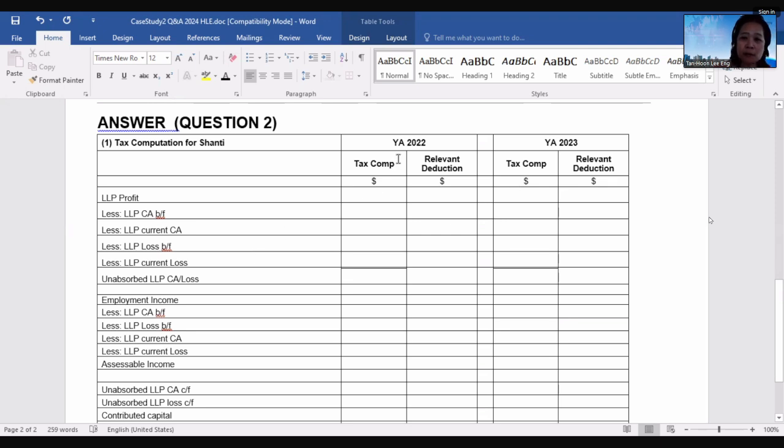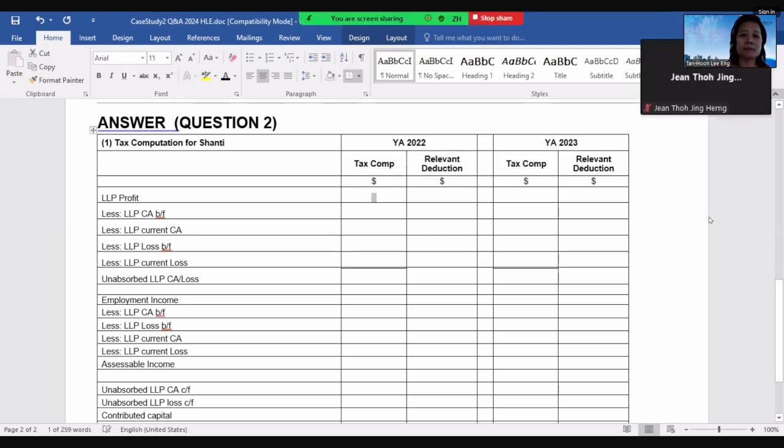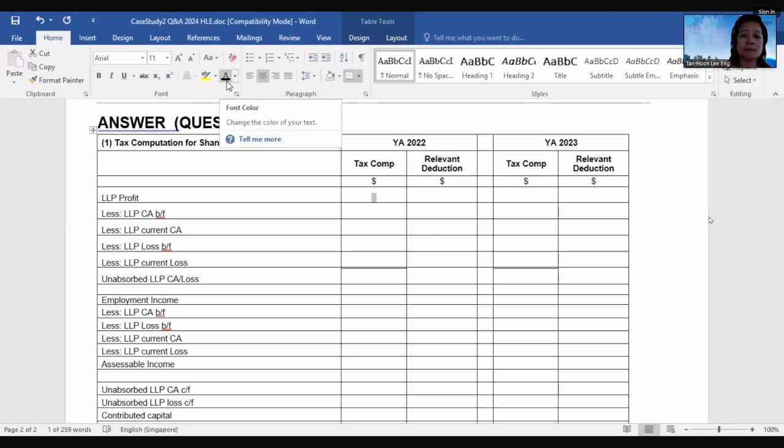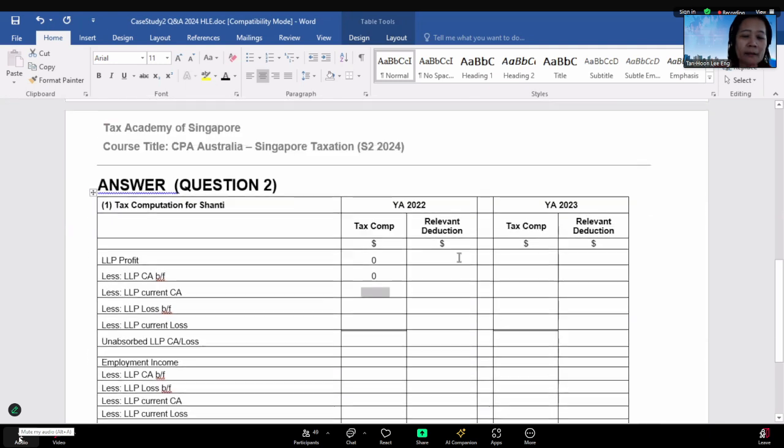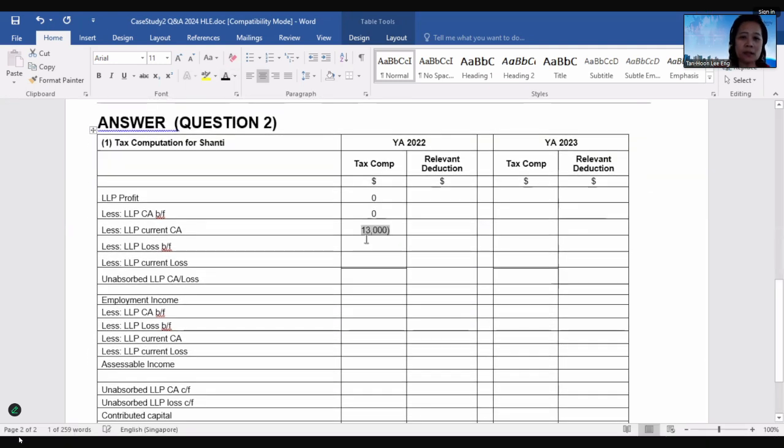Let us work 2022. We simply put in numbers as per the question. There's not a profit, it's a loss, so it's 0. Then we see there's nothing because it's the first year. Can somebody read to me what is the CA? 13. Yeah, correct. Good. 13. Just put it in.